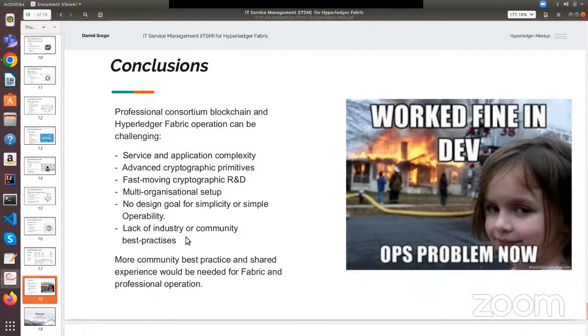And of course, still there's no industry or community best practices. It might be evolving in the long term. So actually, I think as a conclusion, but again, you can disagree with me, it's not a problem for me. More community best practices and shared experience would be needed for Hyperledger Fabric, and actually for other consortium blockchains or distributed applications as well, in terms of professional operation and maintenance.